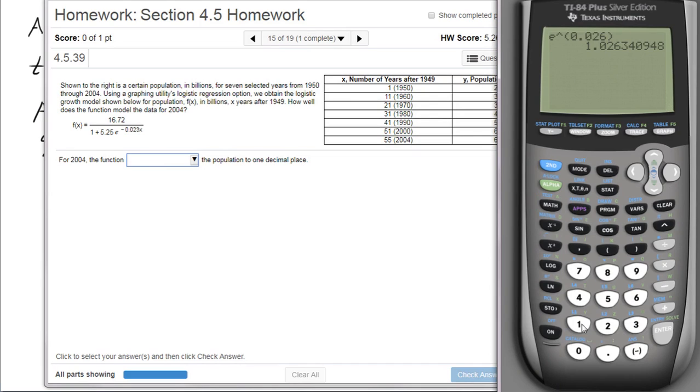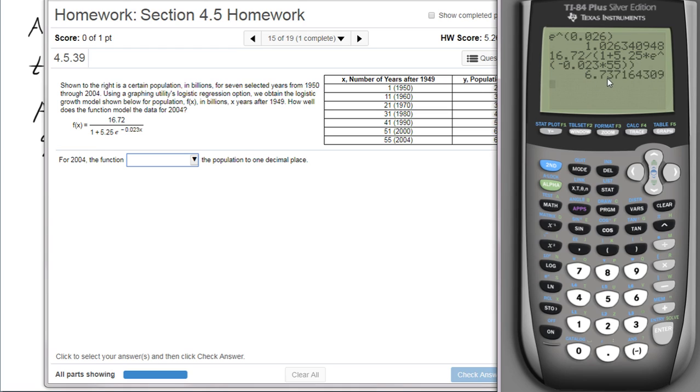I'm going to take 16.72 and divide that by, using some parentheses, 1 plus 5.25 times e to the negative 0.023. And what's our time? 55, times 55. Close up the exponent, close up the denominator.